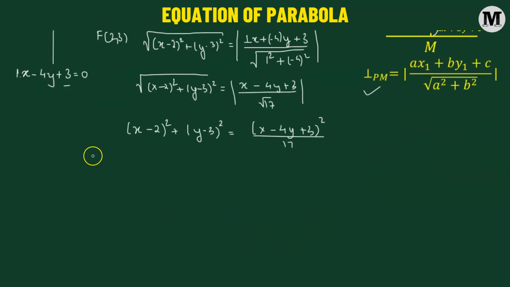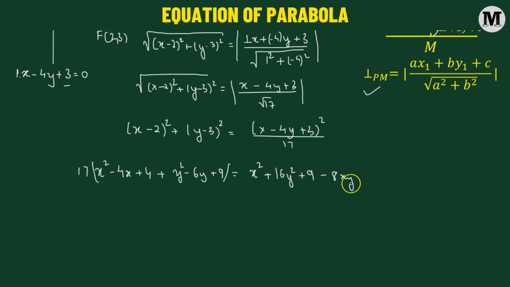Let's further simplify. We're going to expand (x minus 2) whole squared to get x squared minus 4x plus 4. Then add it to (y minus 3) whole squared, so that's y squared minus 6y plus 9. That will be equal to, let's cross multiply 17 with the expression on the left hand side, and now we have (x minus 4y plus 3) whole squared. When we expand it, we get x squared plus 16y squared plus 9 minus 8xy minus 24y plus 6x.